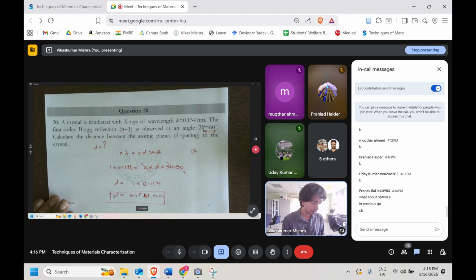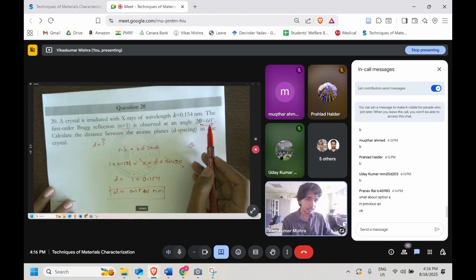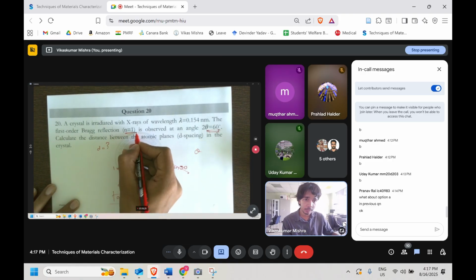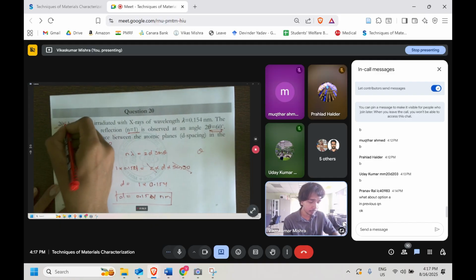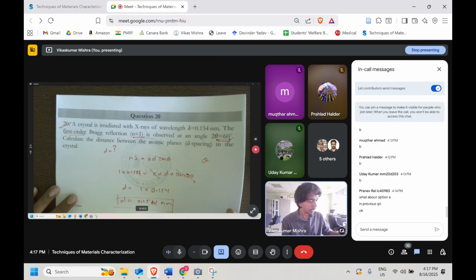So I hope it's clear. This is how we have to solve the questions. Just substitute the value, whatever is given, and you can do it. Focus on what the order of reflection is. They told us it's the first order. It was an easy question. Let's move ahead to the next question.